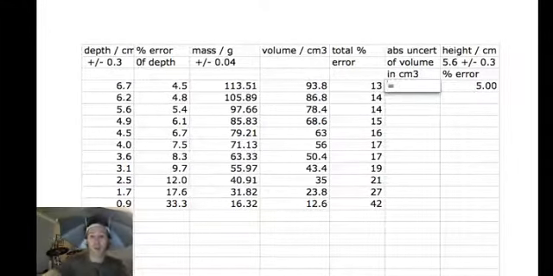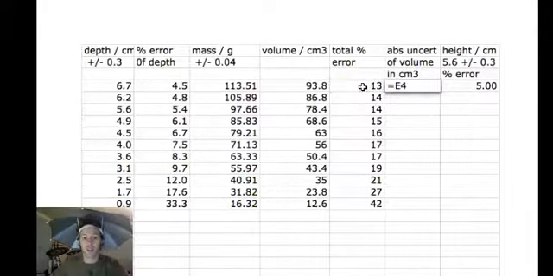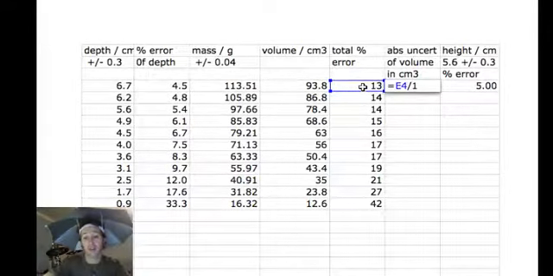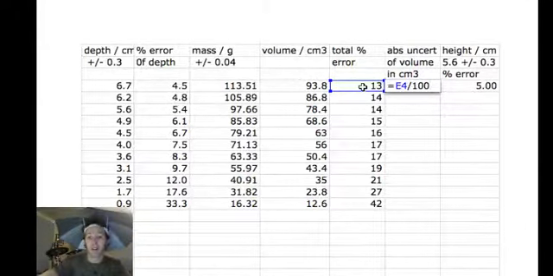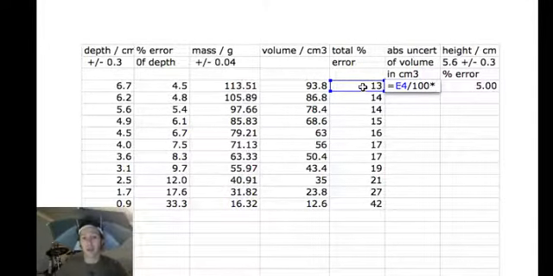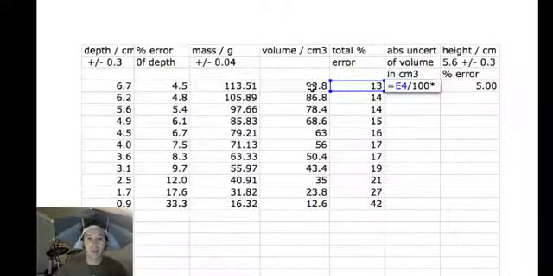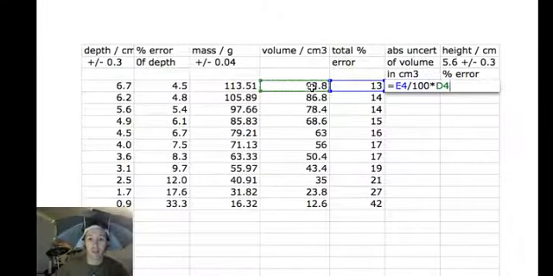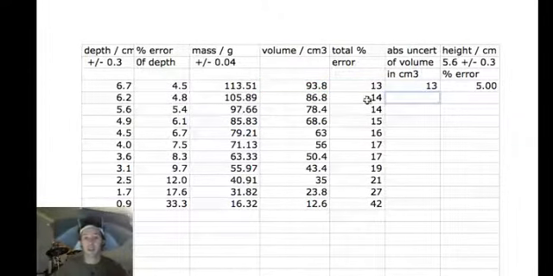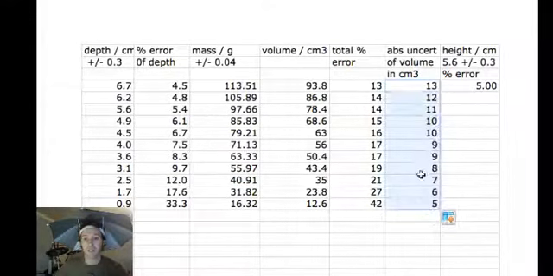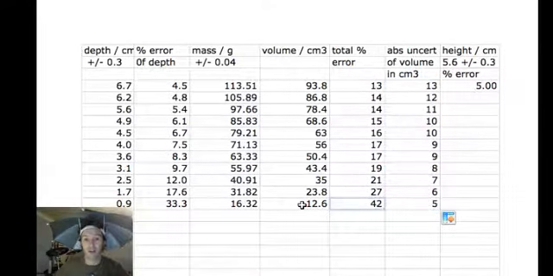Now I'm going to put a formula in here to take this percent error and turn it into a fractional error by dividing it by 100. And I'm going to multiply the percent error by the total volume of that particular data point. And then if I fill down, these tend to get smaller. So if you look down here, I'm taking 42% of only 12.6 cubic centimeters, so that's why I get a smaller absolute uncertainty of about 5 centimeters.